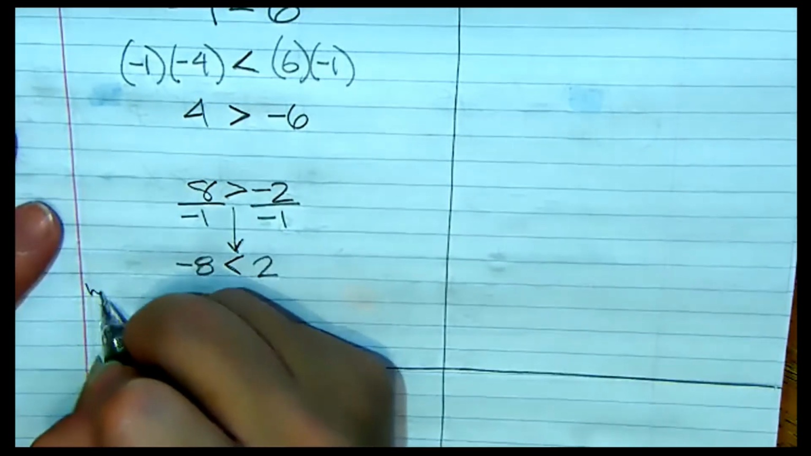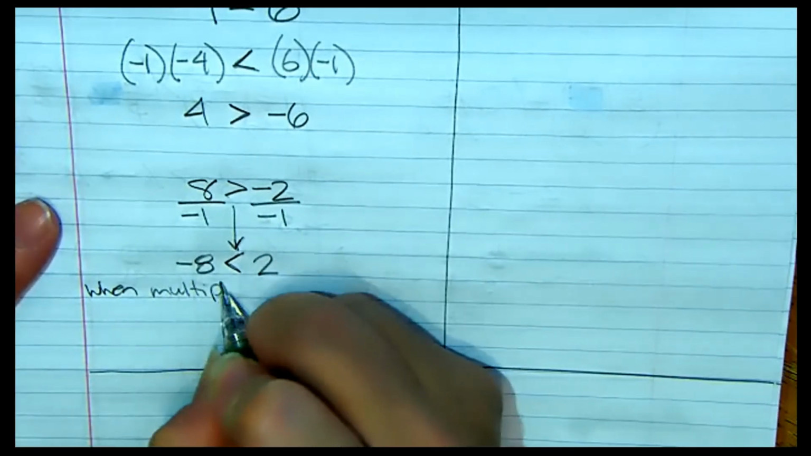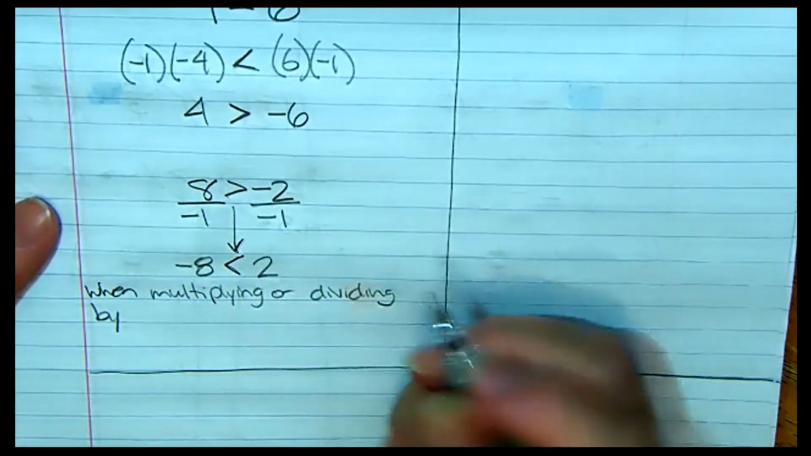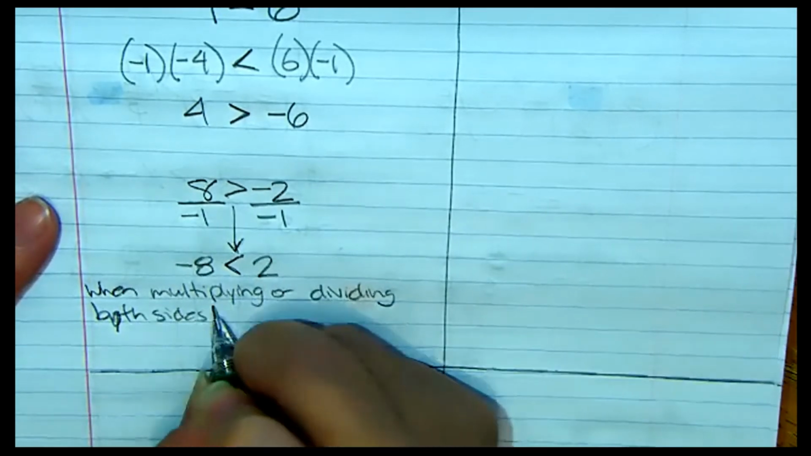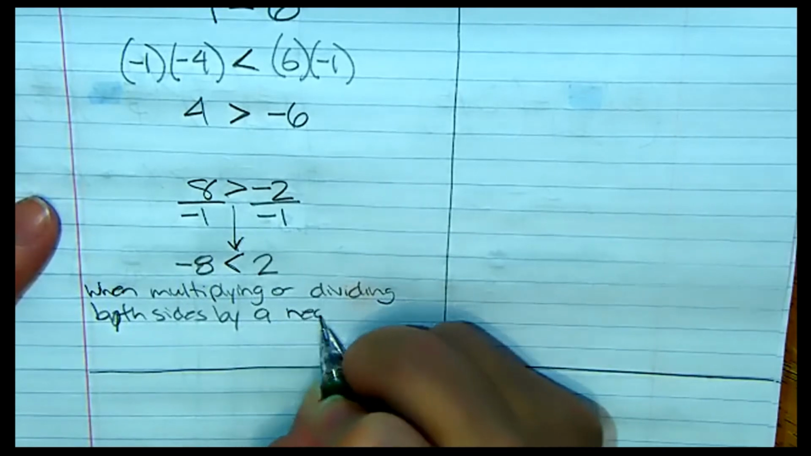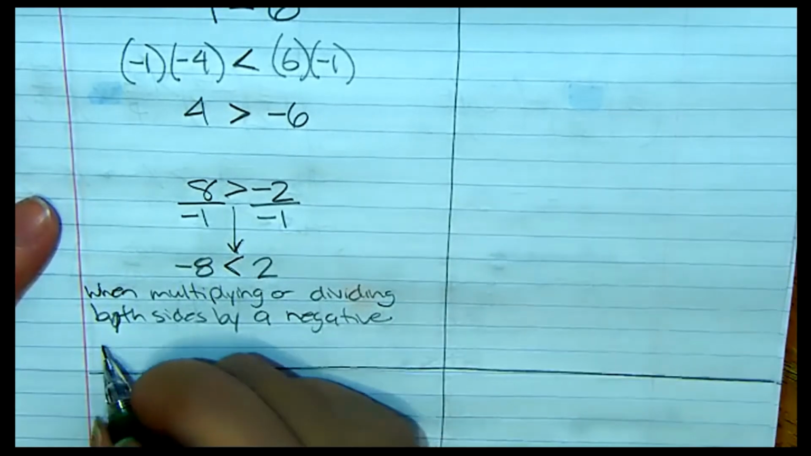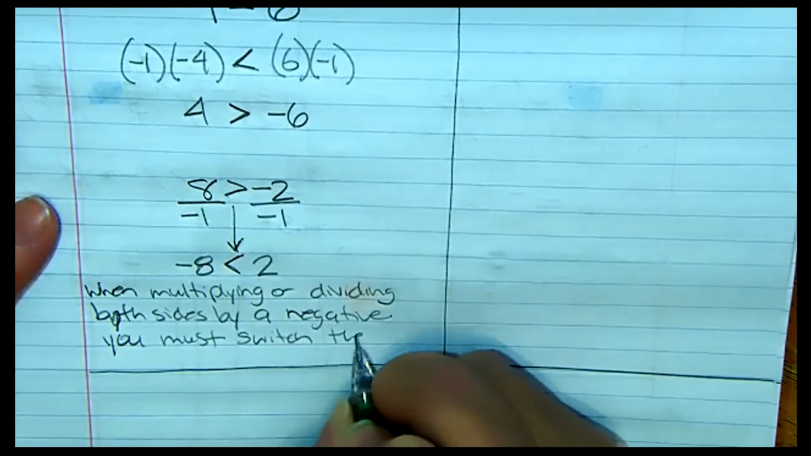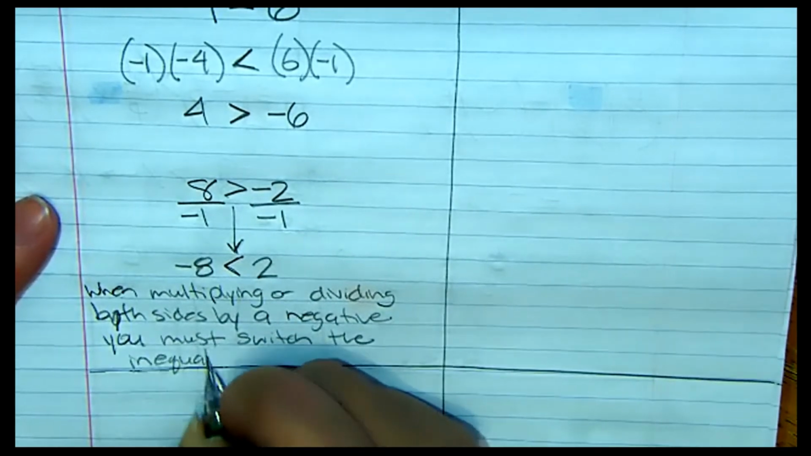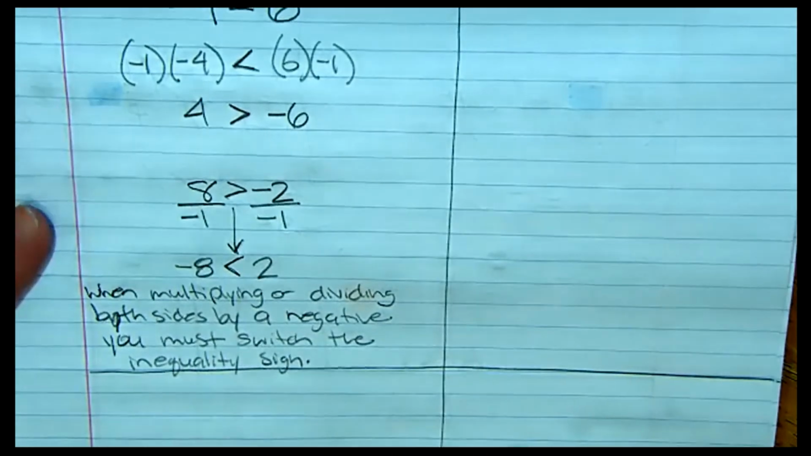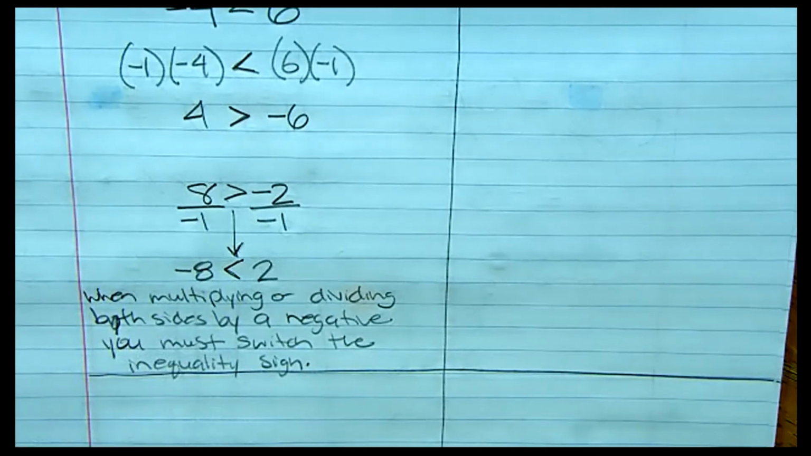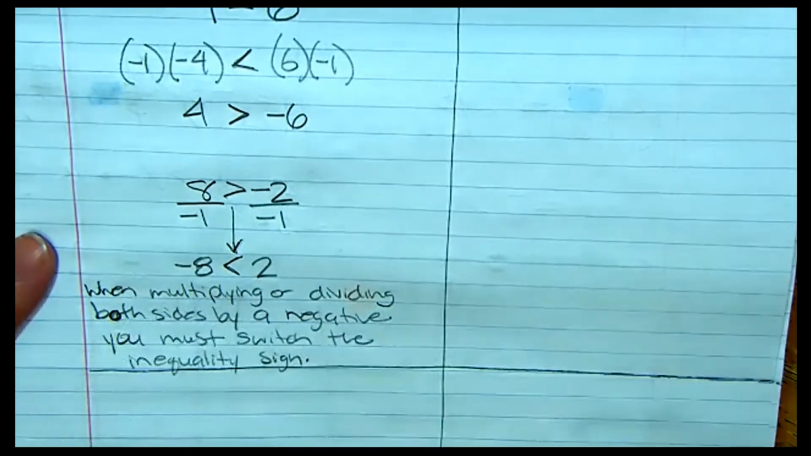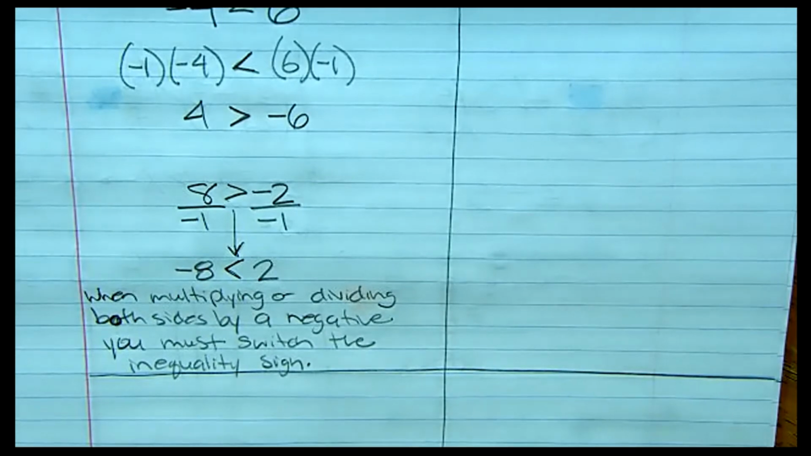So let's just take a note. When multiplying or dividing both sides by a negative, you must switch the inequality sign. Okay? So let's practice that.